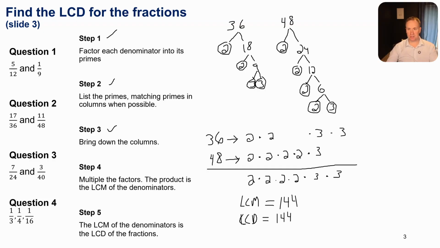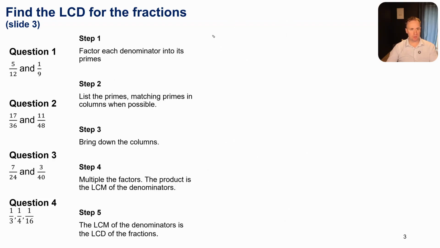All right, so let's look at question number 3 now. Question number 3 is 7 over 24 and 3 over 40, but I shouldn't write the 7 over 24. We're just going to go ahead and write the 24 and the 40. So let's find the prime factorization of both of these. So 24, we have 2 and 12. And then we have 2 and 6.